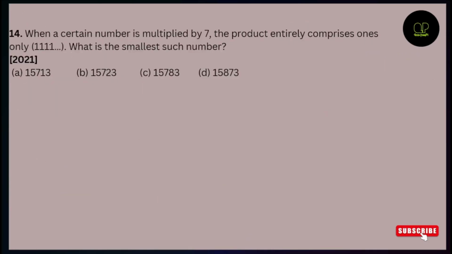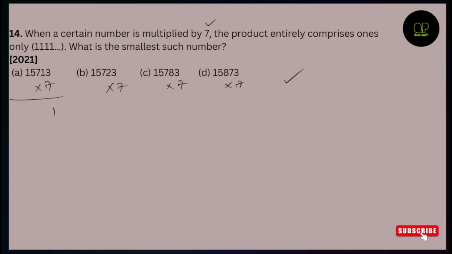So when a certain number is multiplied by 7, the product entirely comprises only ones. So what is the smallest number? When you multiply with 7, you have to get all ones, right? You can just check the options. You can directly check the options, like multiply with 7 and check whether you're getting all ones or not. It's very simple. This would save your time basically.